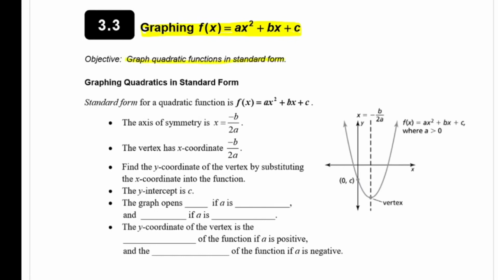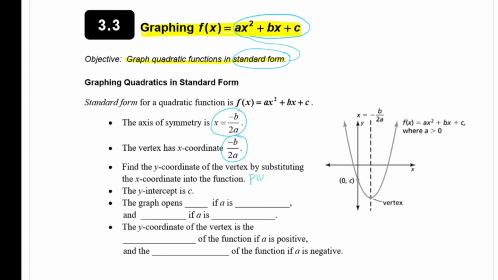Now there is a property with any ax squared plus bx plus c function, which is also standard form. That's ax squared plus bx plus c is standard form. When it's in standard form, we can find the axis of symmetry by using negative b over 2a. So a is your ax squared, b is your bx, and c is your number by itself.